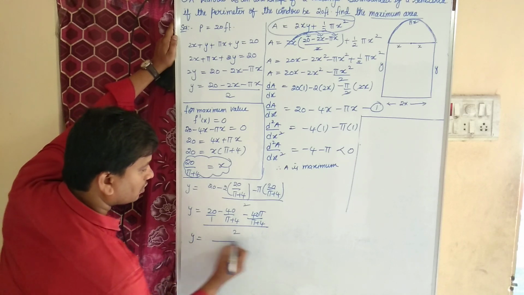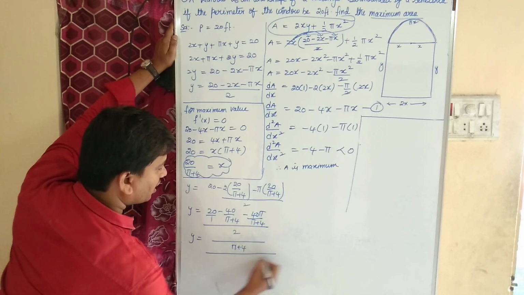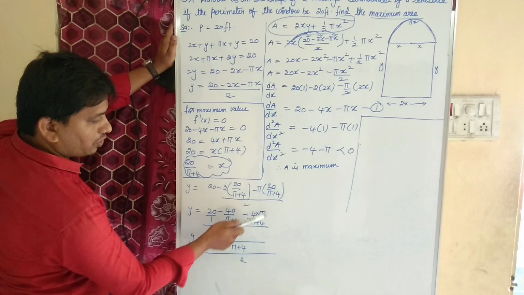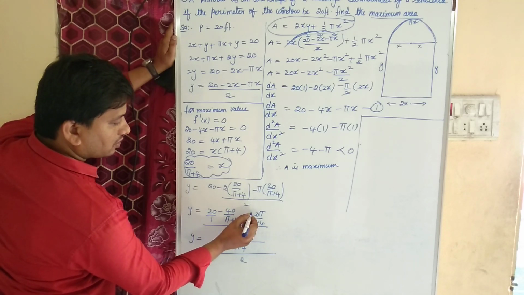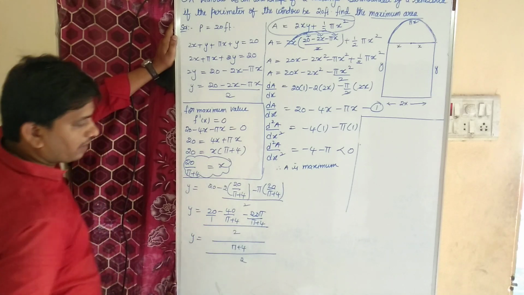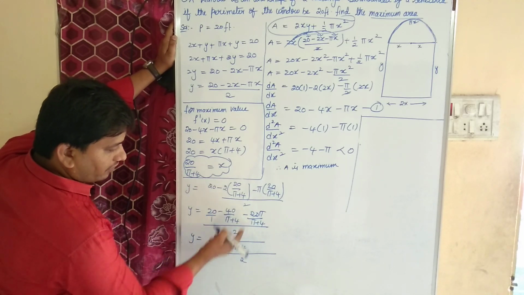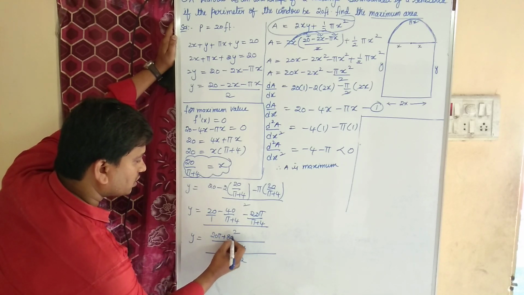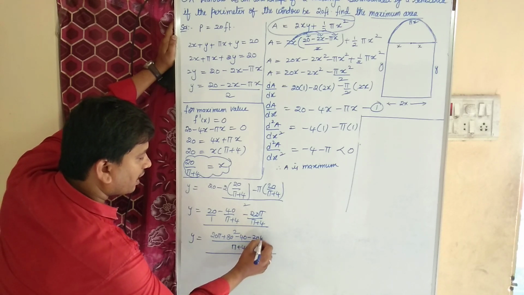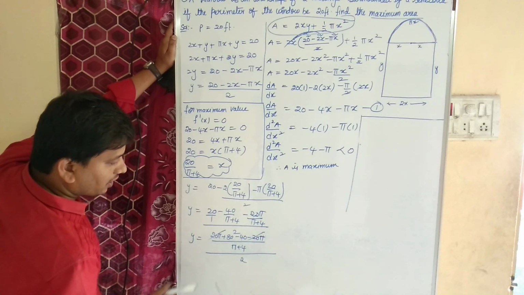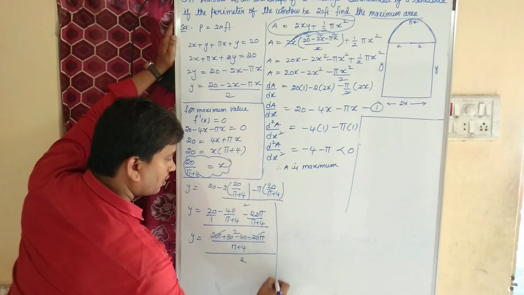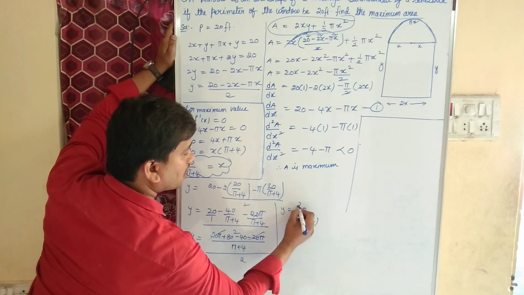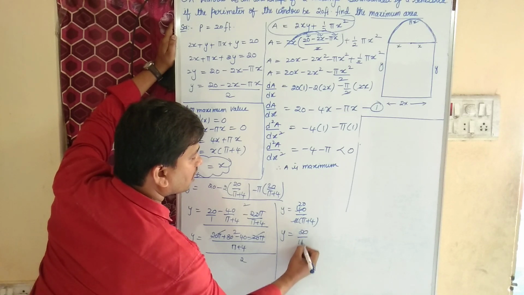So y equals, the LCM is pi plus 4. Already the division by 2 is there. Children, 2 into 20 is 40 by pi plus 4, minus pi into 20, so 20 pi by pi plus 4, divided by 2. 20 into pi plus 4 is 20 pi plus 80, minus 40, minus 20 pi. Minus 20 pi plus 20 pi cancel. 80 minus 40 is 40, by 2 into pi plus 4. 2 ones are 2, 2 twenties are 40. So what is the value of y? The y value is 20 by pi plus 4.